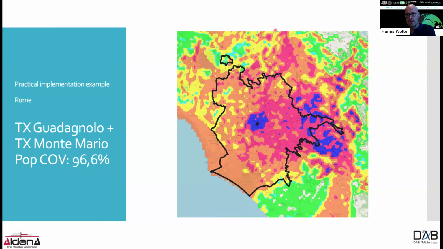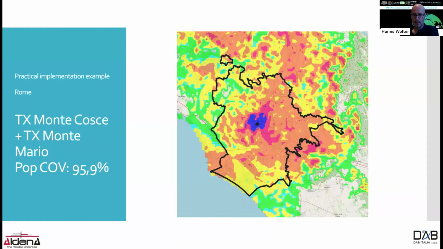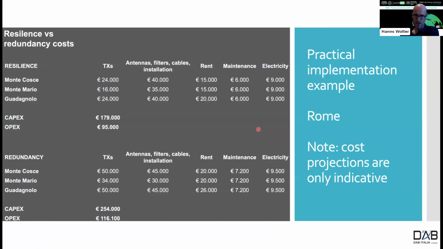Similarly, if Montecosce, the transmitter which we have on the north side, fails, we still have 96.6% coverage. So only 0.2% less population coverage. So still the difference will be really low. And even if Guadagnolo, which is of course the most influential transmitter, fails, we will still be over 95% of the population coverage. So let's say in the practical context, differences will not be noted so much.